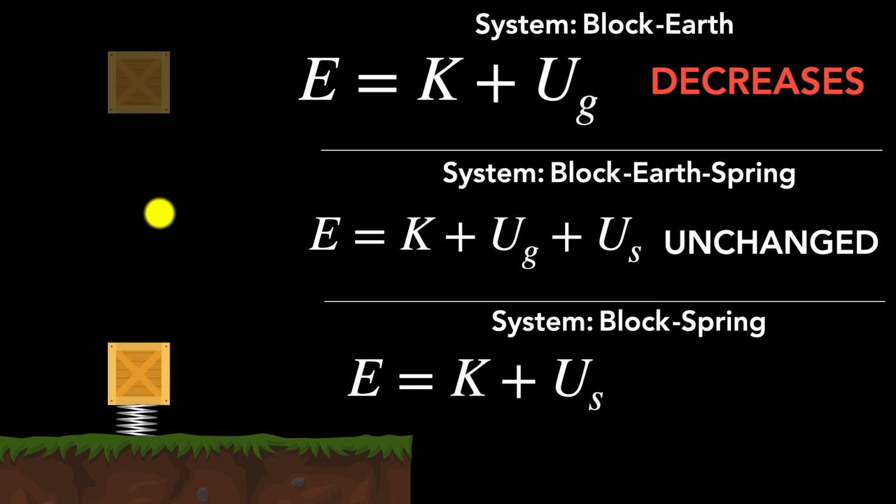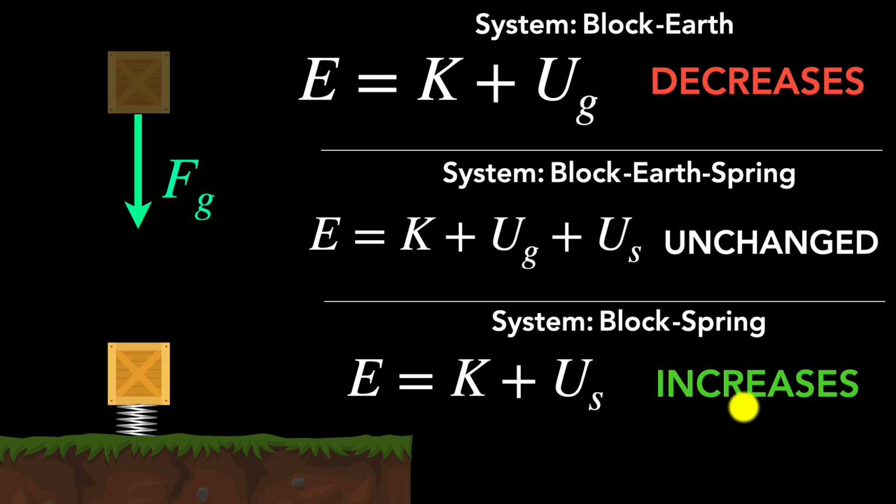Yes, it's a conservative force, but I don't care whether it's a conservative force or not. It's an external force now. It's not a part of our system. Therefore, it is doing work on my system. It will change the mechanical energy of this system. So, is it doing positive or negative work? Well, the force of gravity is downwards. The block is falling down. So, it's doing positive work. So, the mechanical energy of this system increases.